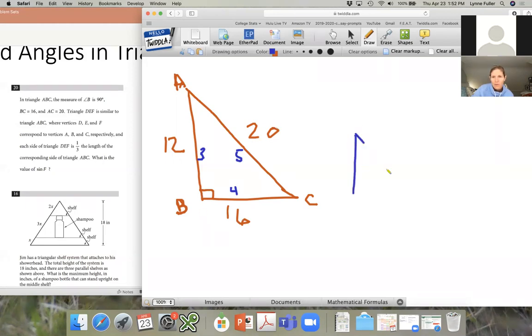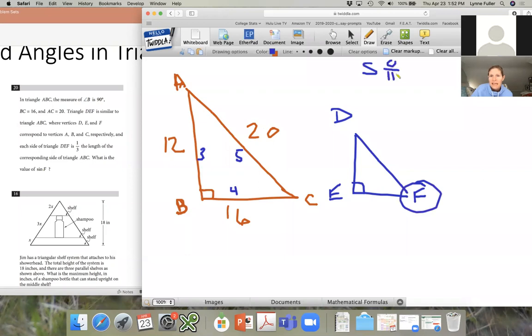Okay, now we have a secondary triangle, which is called DEF, and it's 1/3 of the length, which, by the way, I'm not going to find 20 over 3 and 16 over 3. Like, it doesn't matter the actual side lengths. They want to know what is the value of the sine of F. So here we're using proportional triangles in a different way. We're going to use SOHCAHTOA. So I mentioned that earlier. We're going to get to more of it in the next slide as well.